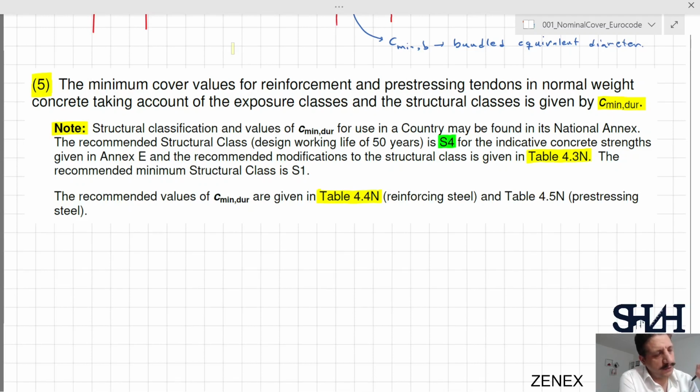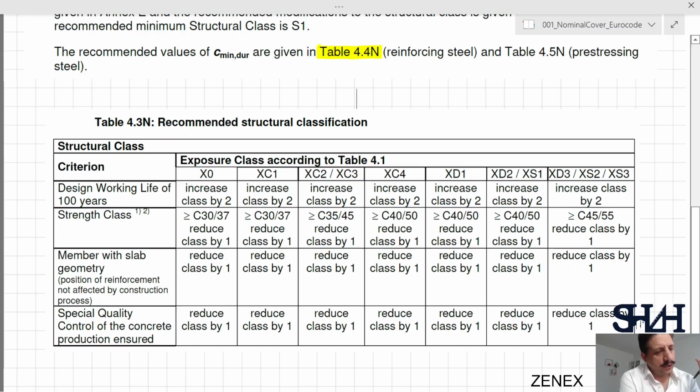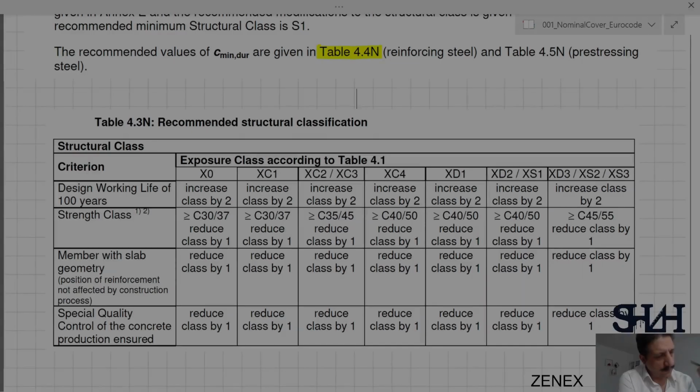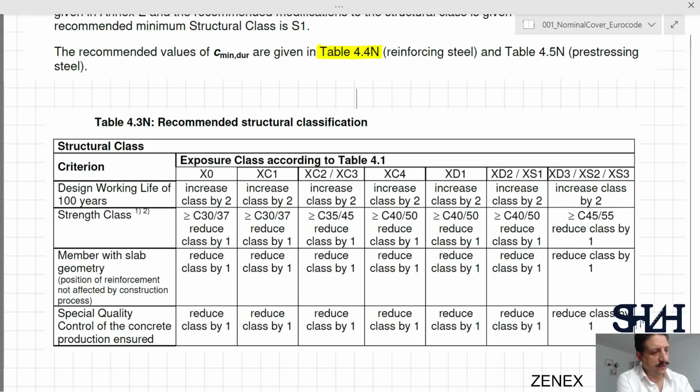And according to the recommended note here, we always start with structural class S4. We go with S4 and then we modify it. Let's check how to do it. Table 4.3N, recommended structural classification: criterion, exposure class according to Table 4.1. So first, we need to find out what kind of exposure class we have according to Table 4.1. We went through that: X0, XC1, 2, 3, 4, XD1, 2, 3, or others. And then we need to check the other criteria here.